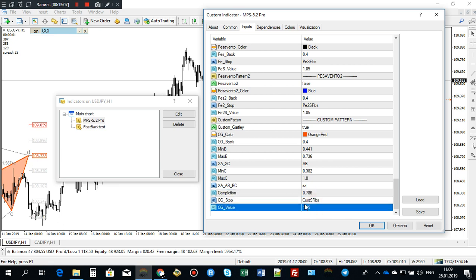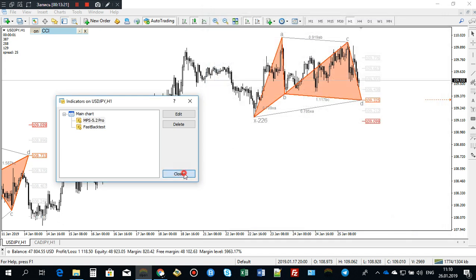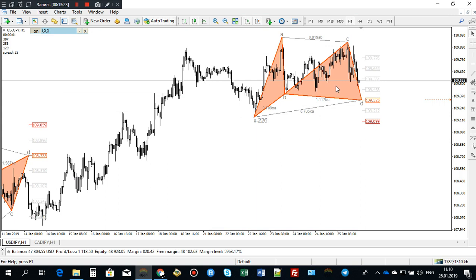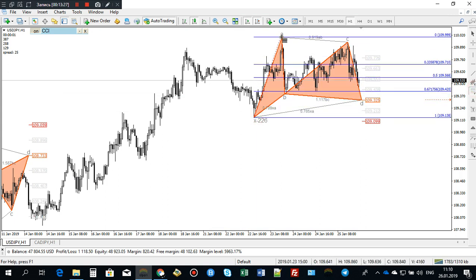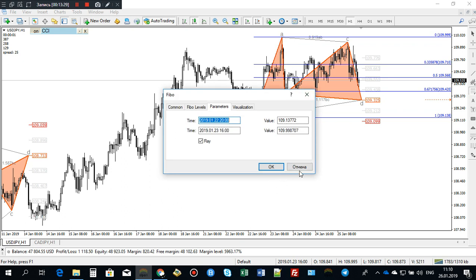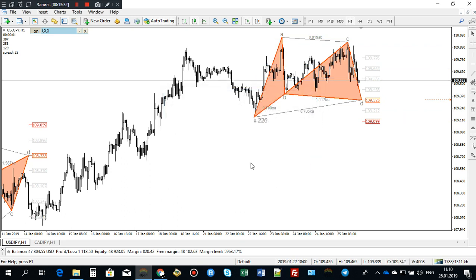The stop loss is 105, 5% above X. Okay, we can set it greater, but it makes no sense if it exceeds the X point by 5%. I suppose that it is enough. So these are the settings for this pattern. If you use the same settings, if you stretch Fibonacci's to measure them, to have the B point, the C point, and other points, you will arrive at the same pattern.